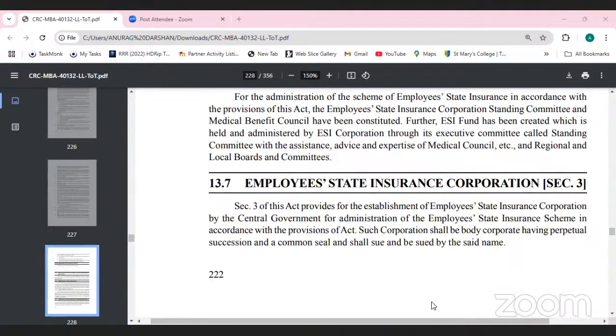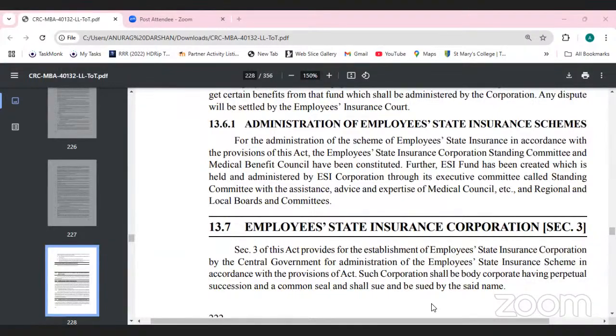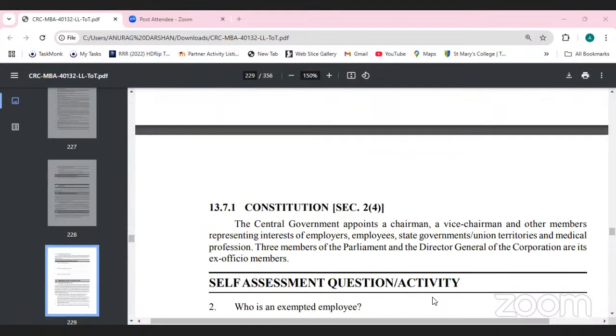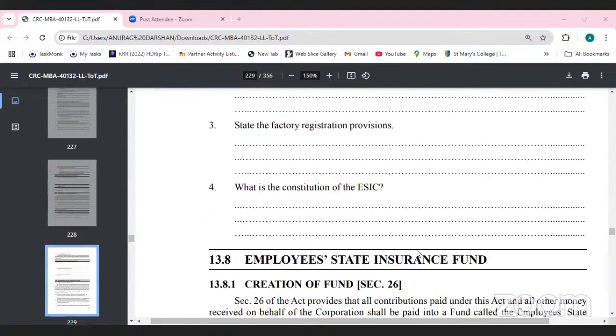Now, the Employees State Insurance Corporation is defined under Section 3. This provides for the establishment of the Employees State Insurance Corporation by the central government for the administration of the Employees State Insurance Scheme in accordance with the provisions of the Act. Now, the Constitution, Section 3, Subsection 4: the central government may appoint a chairman, a vice chairman, and other members who will be representing the interests of the employers, employees, state governments, union territories, and medical professions. The three members of Parliament and the director general of the corporation are its ex officio members.